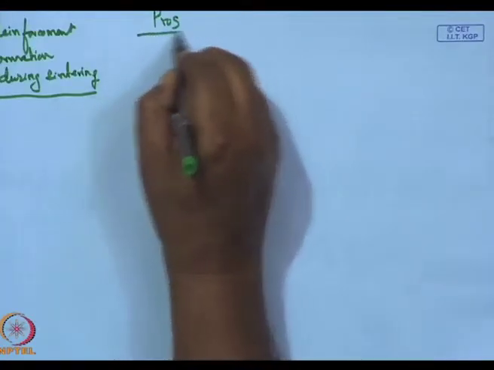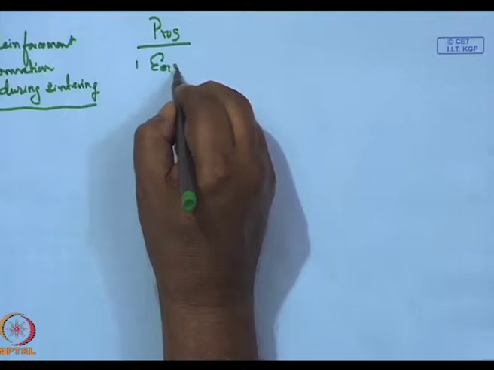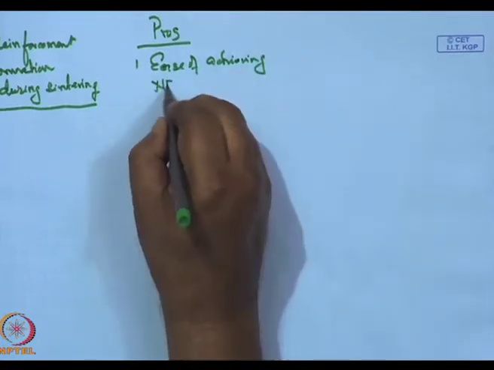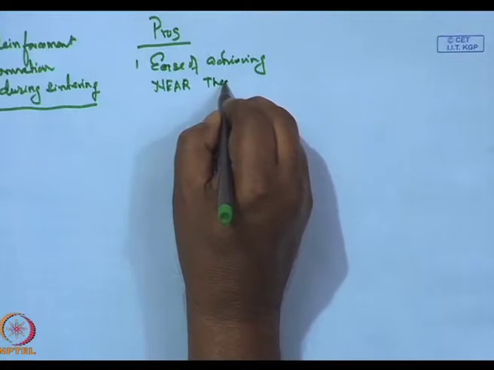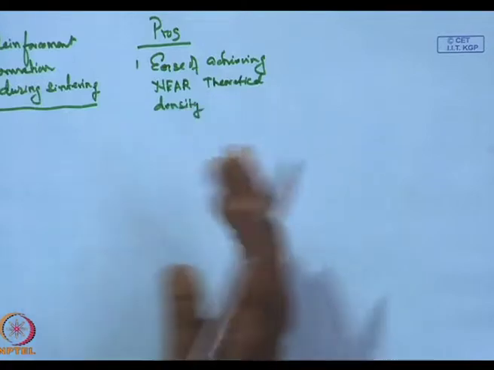Now, what are the advantages, pros of this particular method? One, ease of achieving near theoretical density. Why? In the case I talked of in mullite formation, a liquid phase has formed, it has filled up all the pores, and the density is near theoretical. The porosity in well-fired ceramic cups is almost nil, almost 100% of the theoretical density.